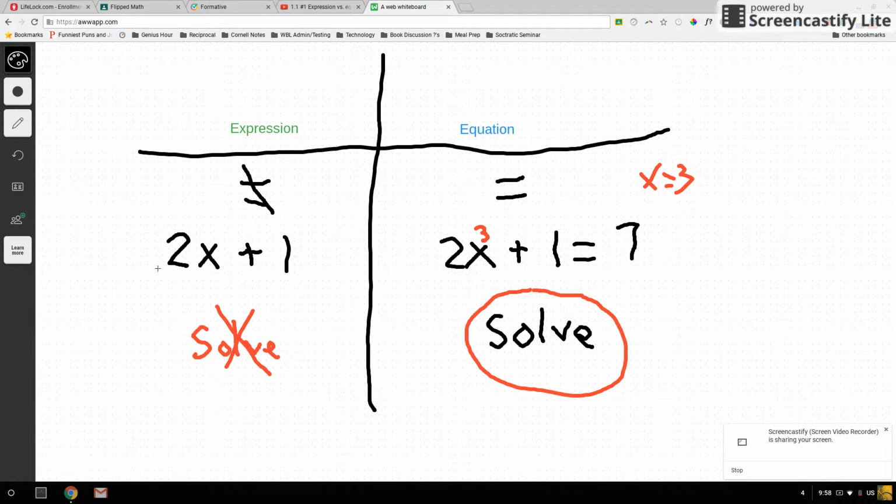All I can do is put different numbers in for x and make different equations out of this expression. I could put 4 in for x and then finish it off with 2 times 4 is 8, plus 1 equals 9. I could turn an expression into an equation and solve it, but if I don't know what that equal sign is, it becomes an expression. No equal sign, we can't figure out what x is. All right, so that's the difference between an expression and an equation.